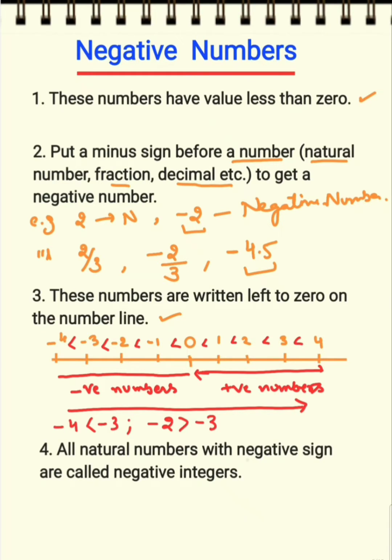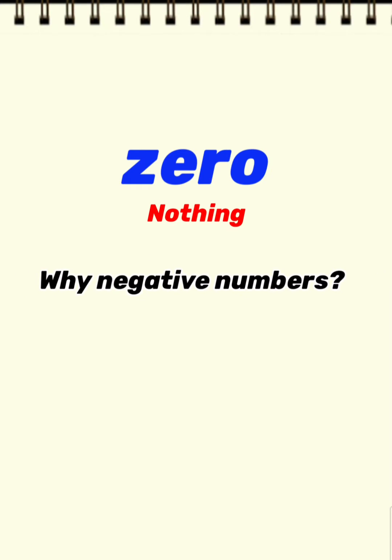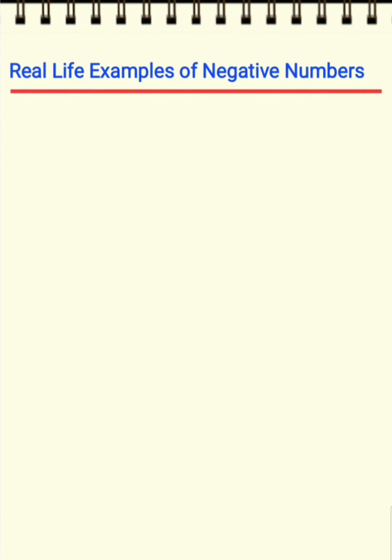Next, all natural numbers with a negative sign are called negative integers, like negative 4, negative 5, negative 10, negative 45. All these are negative integers. You must be thinking that 0 means nothing, 0 doesn't have any value. Then what is the purpose of learning these negative numbers? Where are we going to use these negative numbers? There are some situations where we use these negative numbers. Now let's discuss some real life examples of negative numbers.